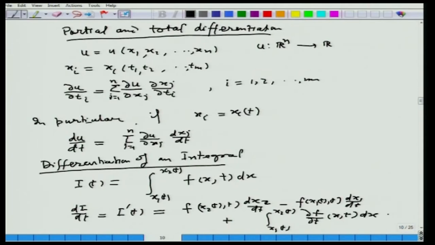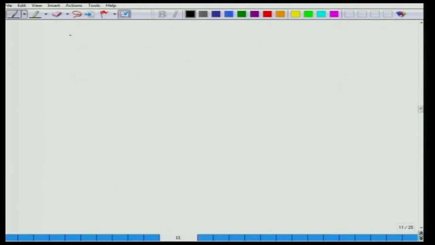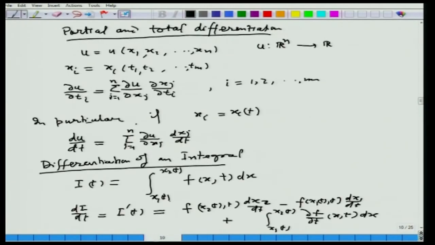This is what is called the Leibniz rule, which can be seen by the first principle. I prime t is by definition the limit as h tends to 0 of I of t plus h minus I of t, upon h. So, we can apply this here, where t will be replaced by t plus h, so the limits become x1 of t plus h and x2 of t plus h.